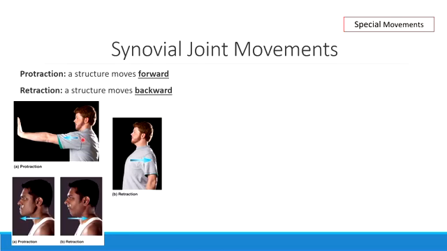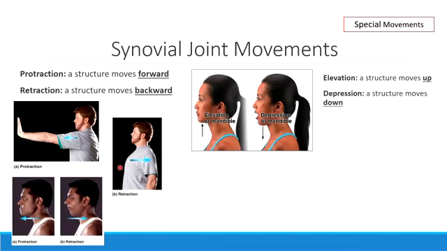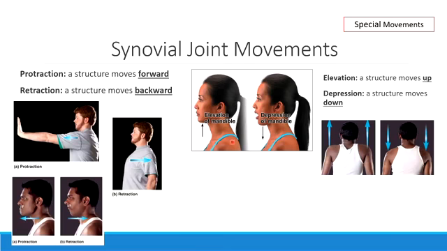You can also do this with the shoulder itself. So if I protract the shoulder, just send it forward, or retract it back. Forward and backwards, not the same as some of my angular movements, but forward and backwards, protraction, retraction. In addition to protraction, retraction, I can also do elevation and depression with the mandible. So when I elevate the mandible, it comes up. When I depress it, it drops down. Elevation and depression.